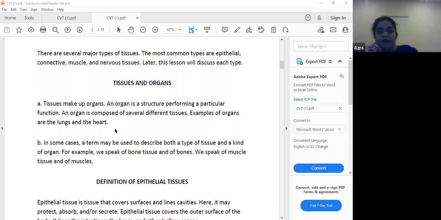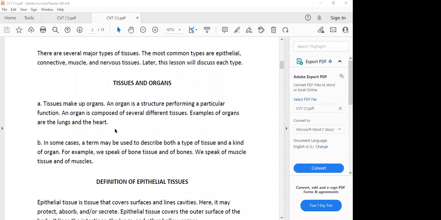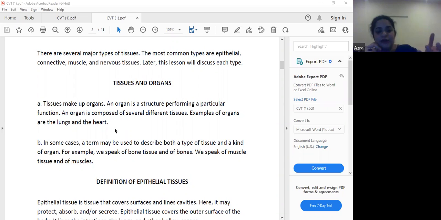Obviously, heart and lungs are organs. Your heart is an organ. Your liver is an organ. Your eye is an organ. Your nose is an organ. Your kidney is an organ. So lungs are also organs and heart is also an organ. So an organ is made up of tissue. Here, tissues make up organs.